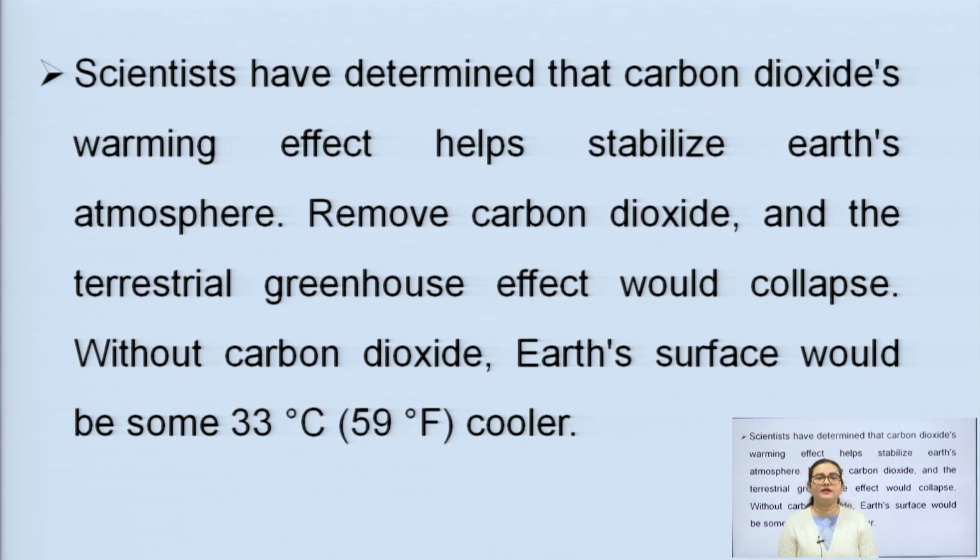Scientists have determined that carbon dioxide's warming effect helps stabilize Earth's atmosphere. Remove carbon dioxide and the terrestrial greenhouse effect would collapse. Without carbon dioxide, Earth's surface could be some 33 degrees cooler, 33 degrees less.